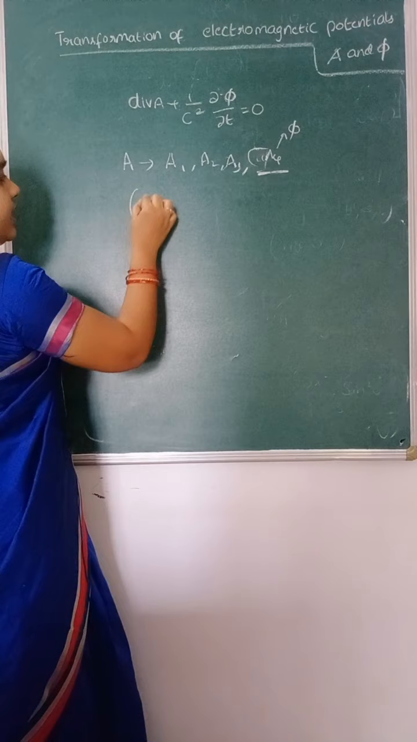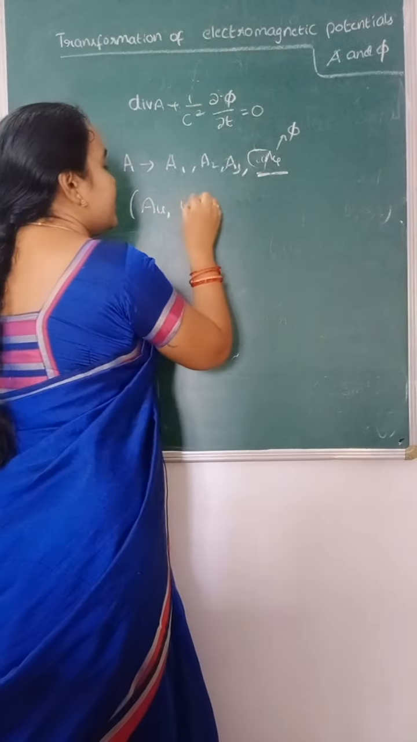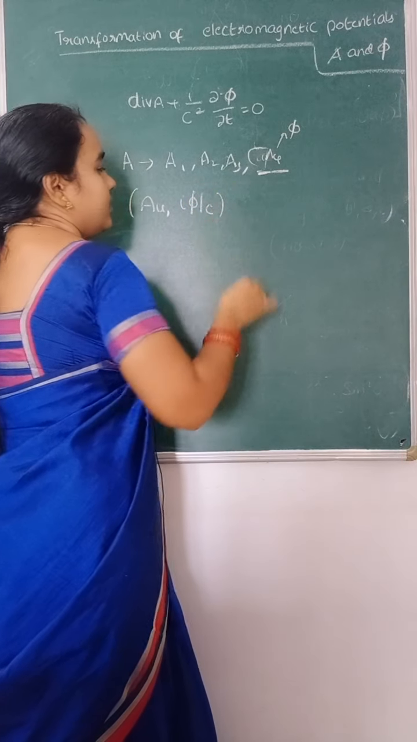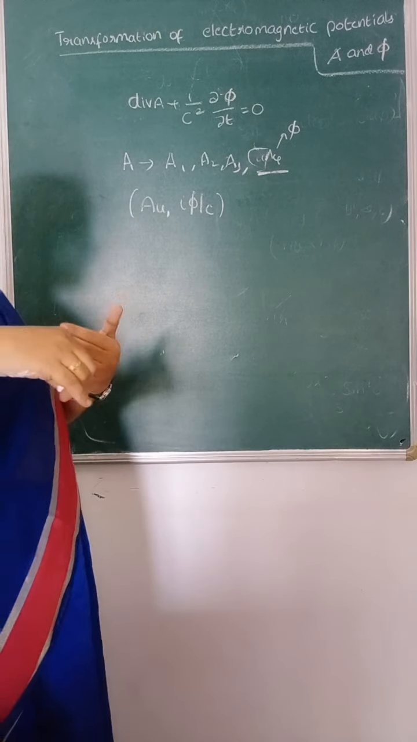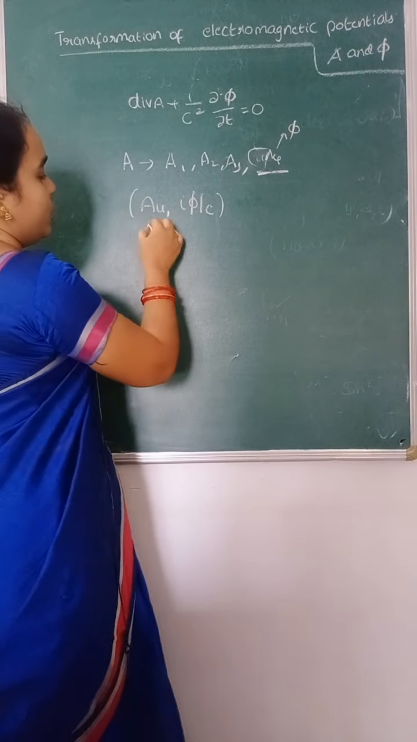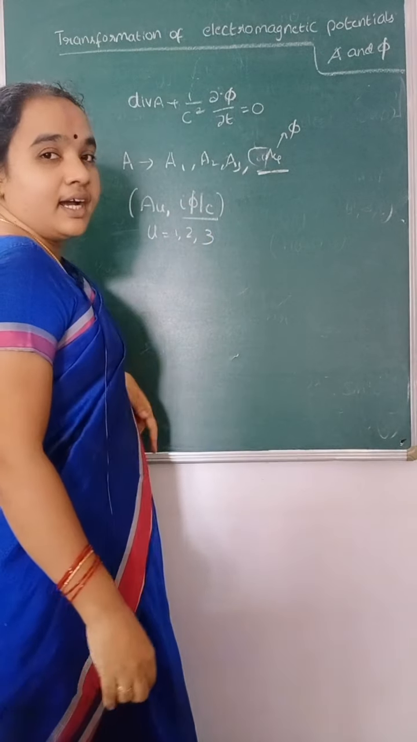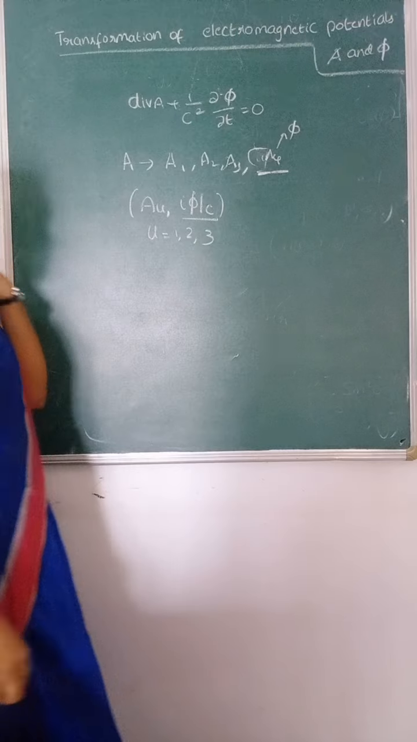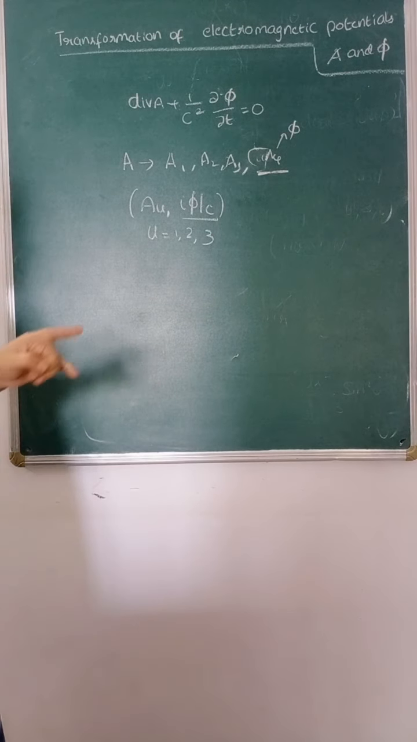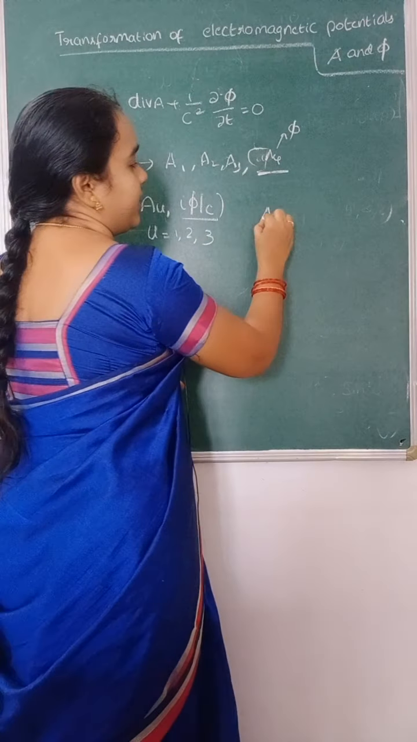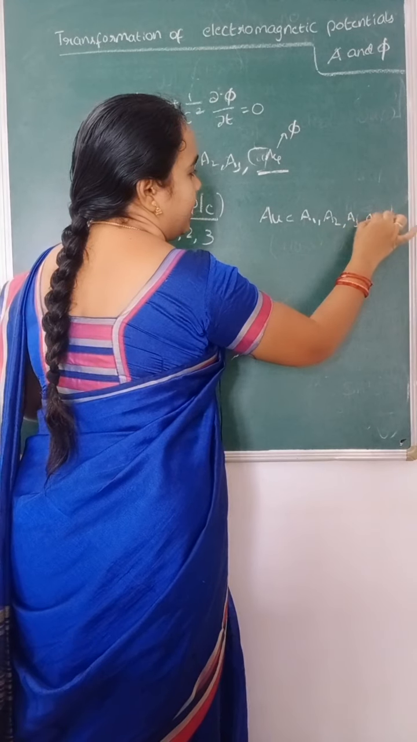That is, we can write it as A mu comma i phi by c. This is the constant term. Like the retarded time, we write it as t minus r by c. So here mu runs from 1 to 3, and the fourth component is i phi by c. These are the 4 vectors. To prove that A mu is a 4 vector, we need to prove A1, A2, A3, A4.